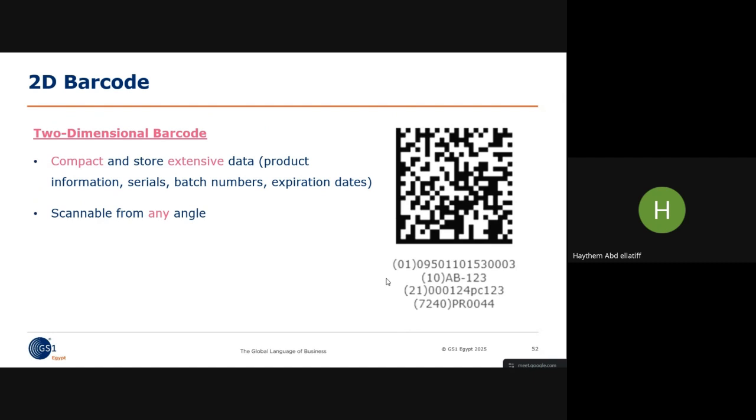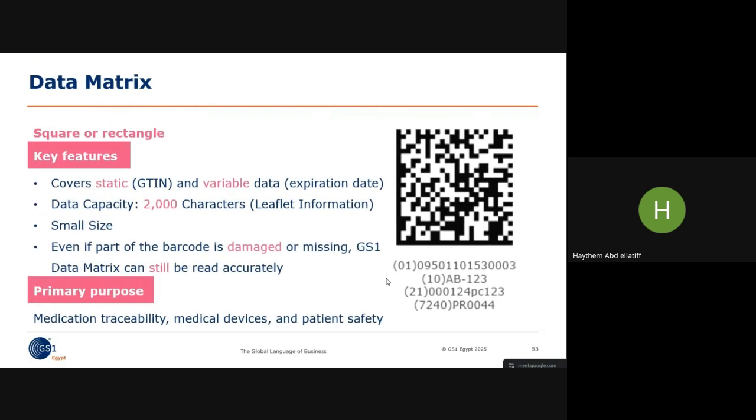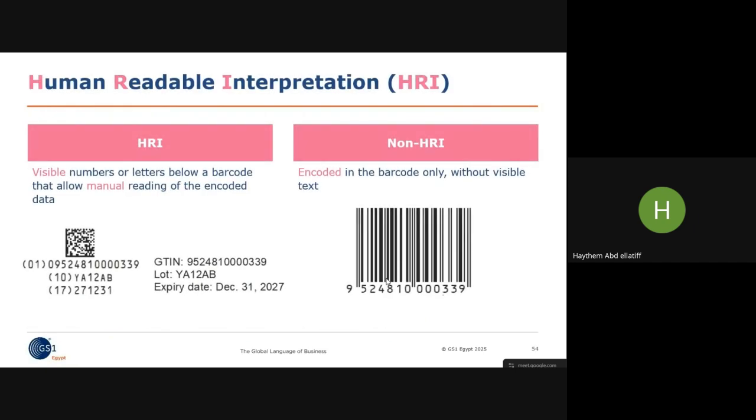GS1 DataMatrix is very important in healthcare because it supports traceability and patient safety, as we said before. Also, all the regulators which apply the GS1 standard use the 2D DataMatrix in track and trace capture. It has a data capacity of more than 2,000 characters, so it is the first choice for the regulators in track and trace.